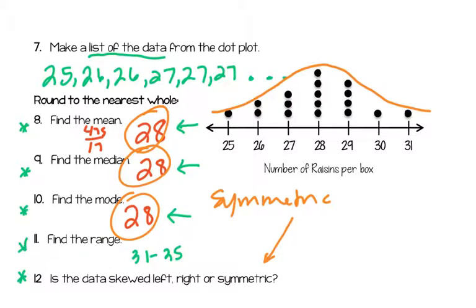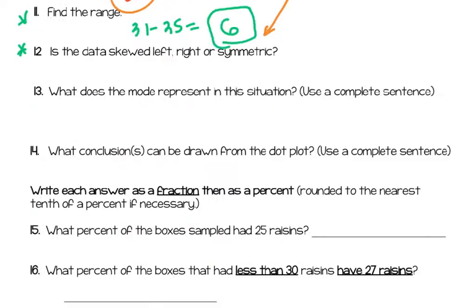Now, that's not your answer. You're going to actually subtract 31 minus 25, and you're going to get 6. So 6 is your range. That means that all the boxes are within 6 raisins. Okay, and then the last part of this is just explaining what the different things mean.